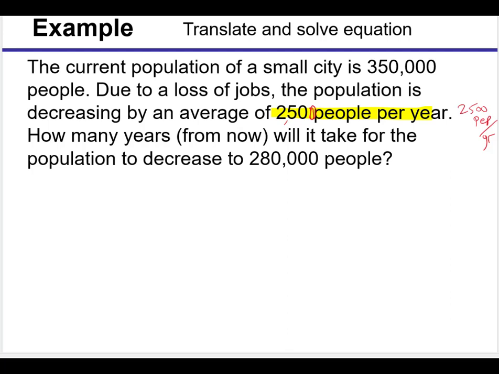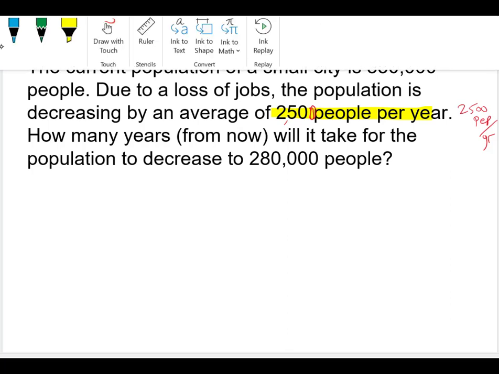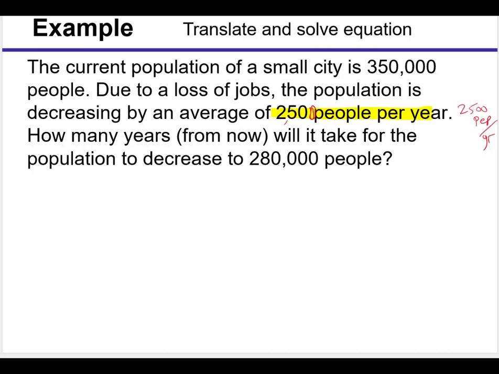While you're reading, you want to look for unknowns. And it turns out we have one pretty clear, boldly stated. How many years from now? So let's give it a variable. And let's call it x equals years from now.